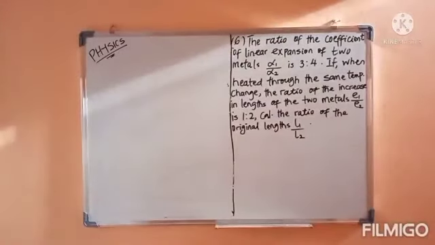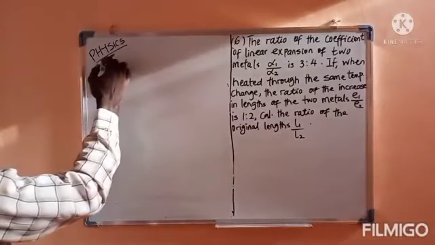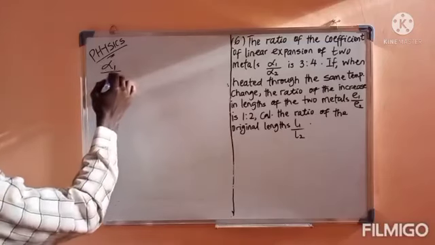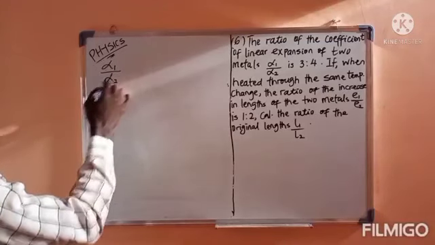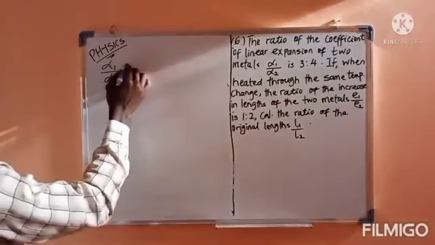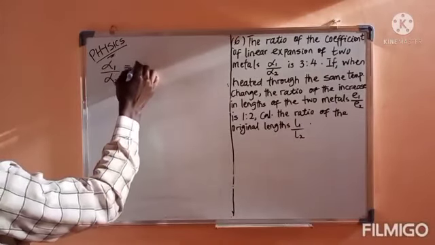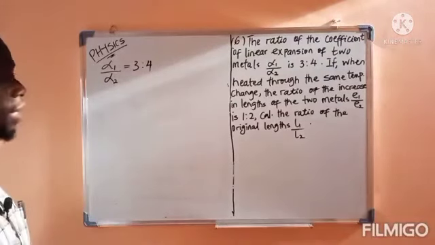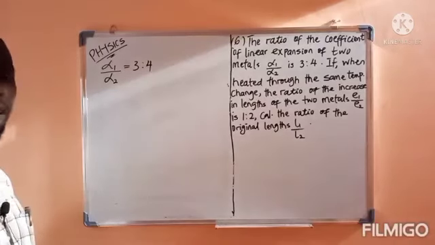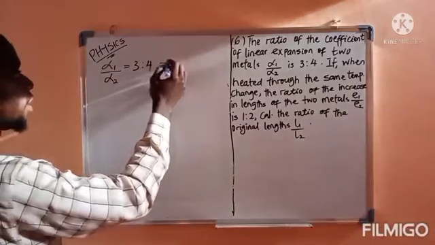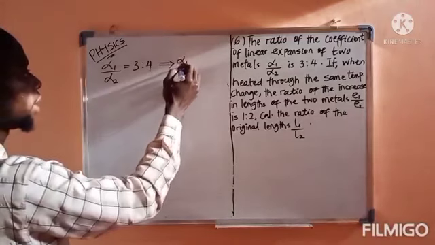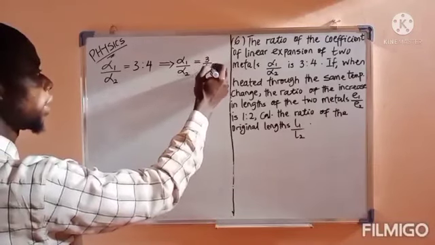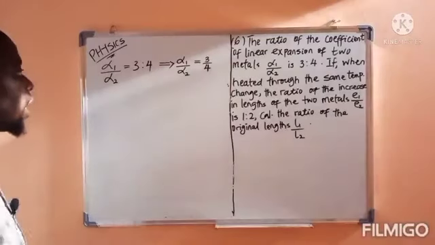So quickly, in this, you are given that alpha 1 for the first metal to the ratio of alpha 2, the linear expansion of the second metal, is equal to 3:4. Remember, in your elementary maths, they said ratio is a form of fraction, which implies that alpha 1 all over alpha 2 is the same thing as saying 3/4.